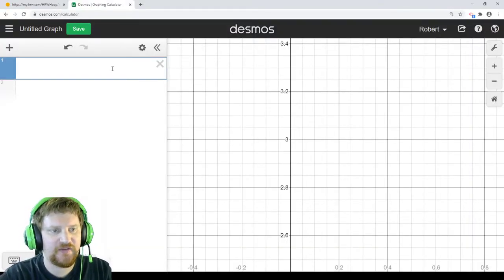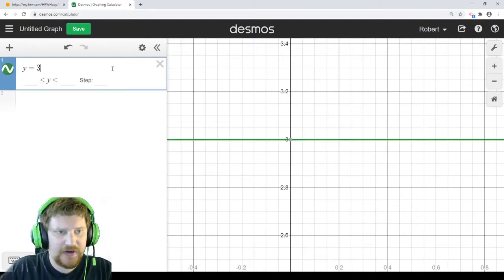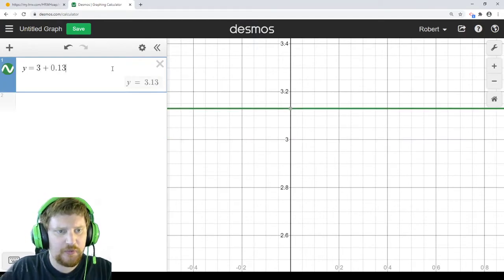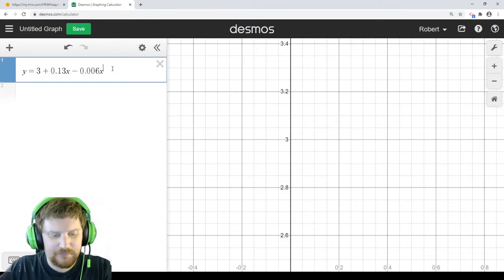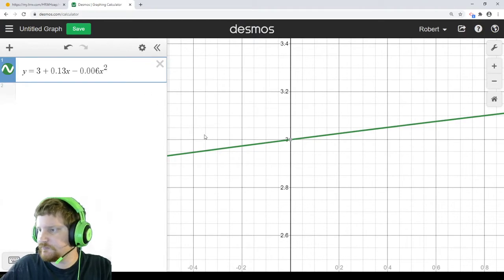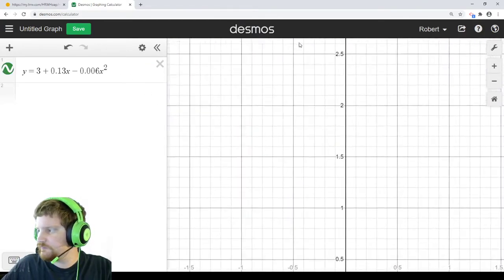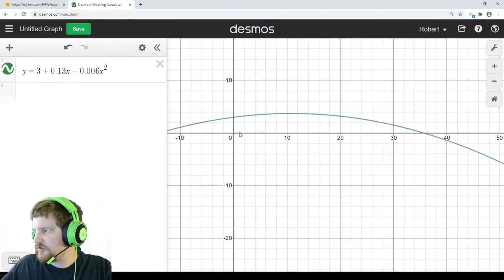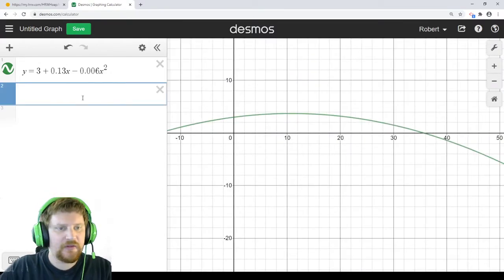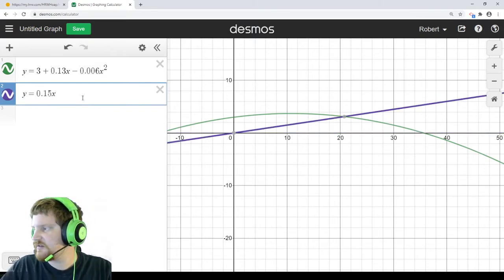The equations they gave us was y equals 3 plus 0.13x minus 0.006x squared. So there's our parabola. And then the hill is at y equals 0.15x.